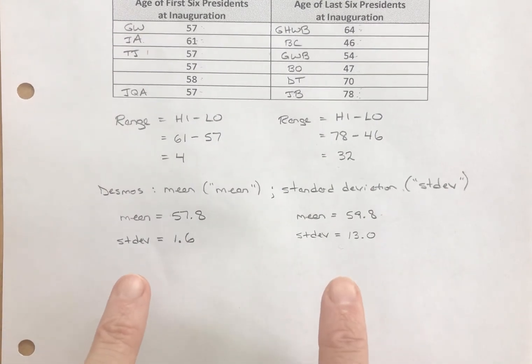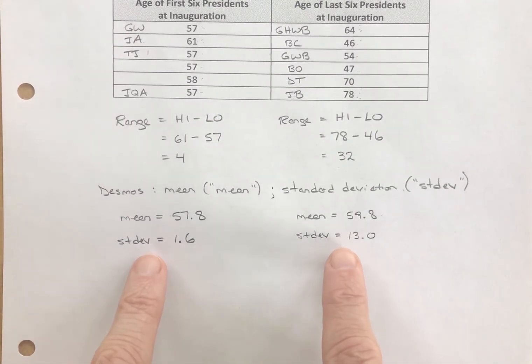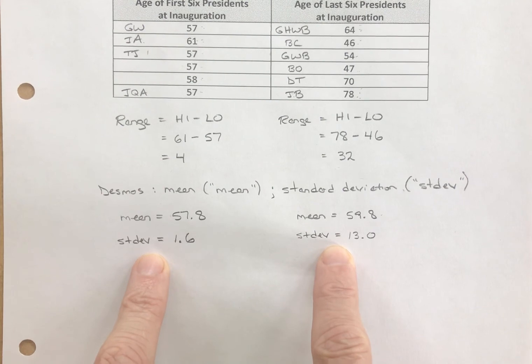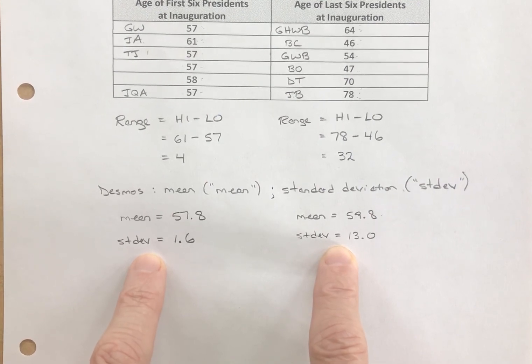Coming up, we look at normal distributions. We're going to pay particular attention to the means and the standard deviations, because in normal distributions, that will tell us quite a bit. So we're going to be focused here on standard deviations as we move forward.